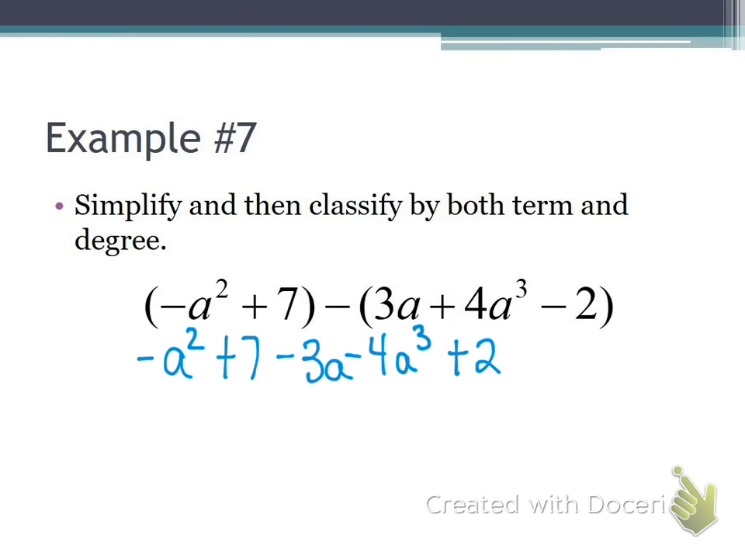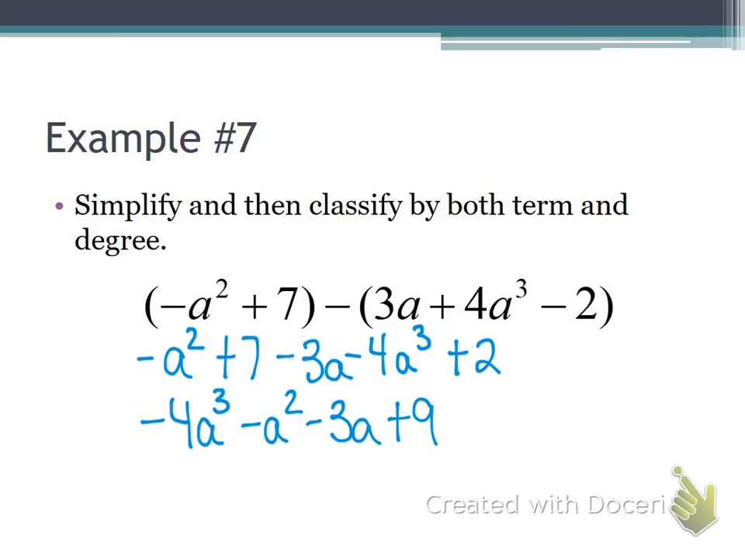If we are also going to try to write this in standard form while we're combining like terms, which term goes first? Caden? Negative 4a cubed. The cubed is our highest exponent, so it goes first. What follows it? Izzy? The negative a squared. What comes after that? Negative 3a. And finally, we can combine the 7 plus 2 to get a positive 9.